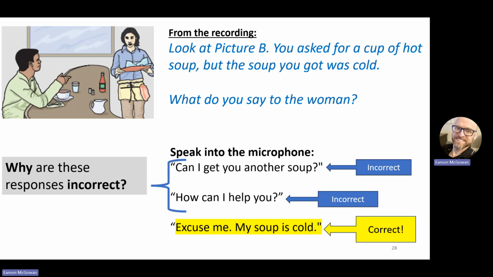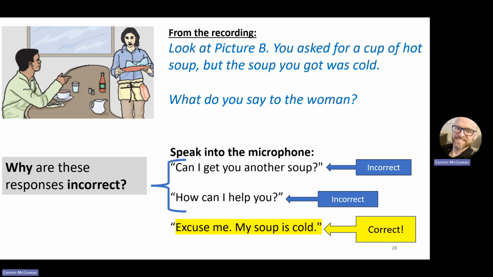Some of our students will say, can I get you another soup? That's not correct. Or how can I help you? That's not correct. But here in the yellow, excuse me, my soup is cold is correct. So depending on the level of your students, ask them, why are these responses incorrect?